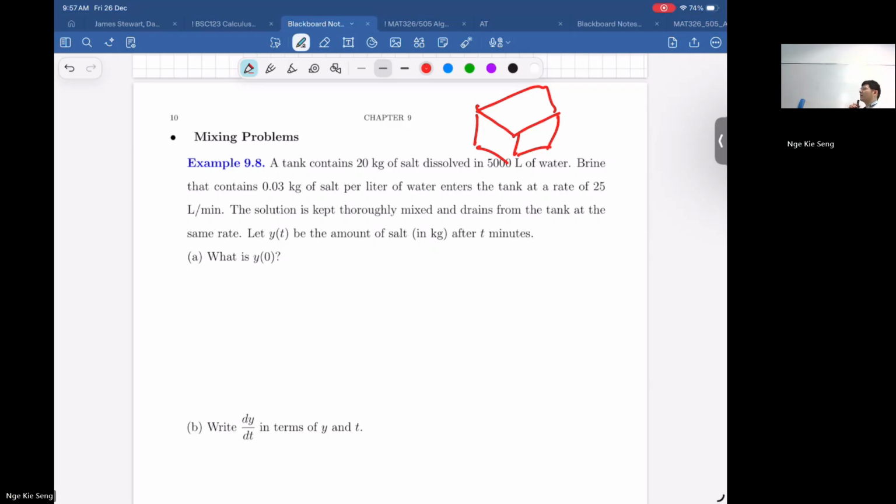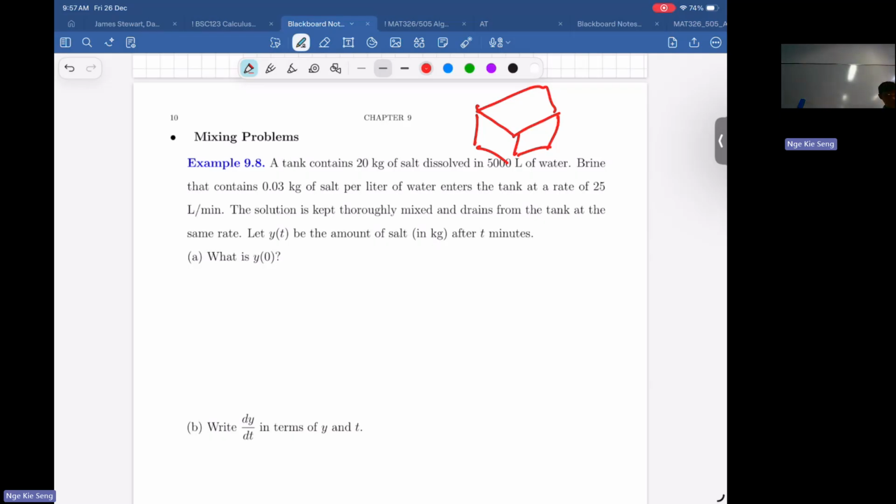Because after you mix in, your salt definitely will increase, but it depends on the volume you have. Okay, with this 5,000 liters. But anyway, let's see how it goes.